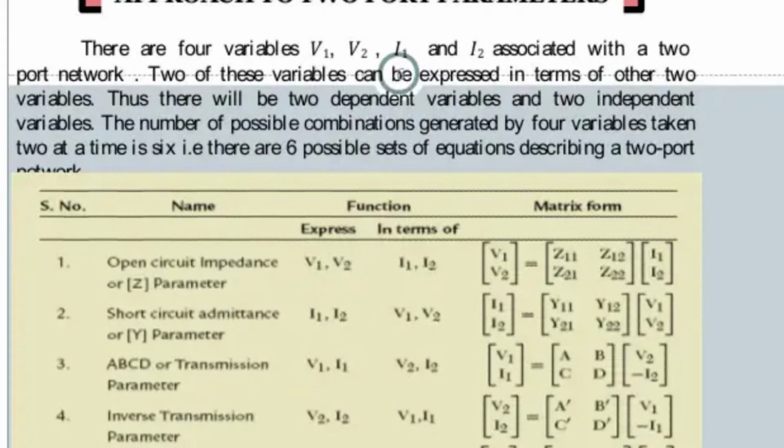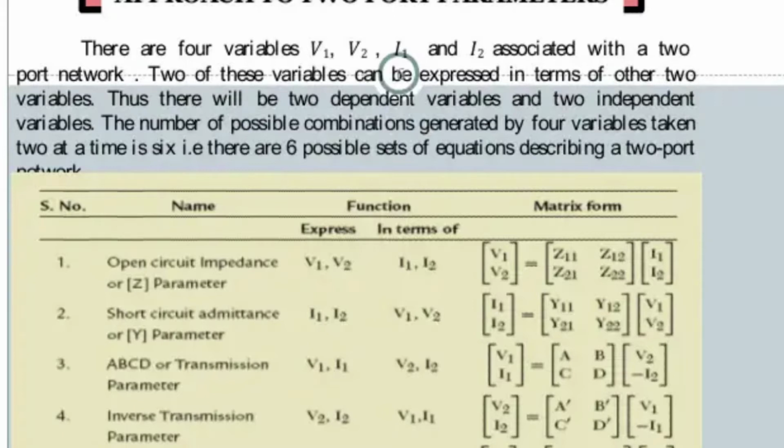If you are considering two variables out of the four variables, we have taken two sets of variables as a combination. So for that we have 6 possible combinations. The 6 combinations are expressed as two-port network parameters.